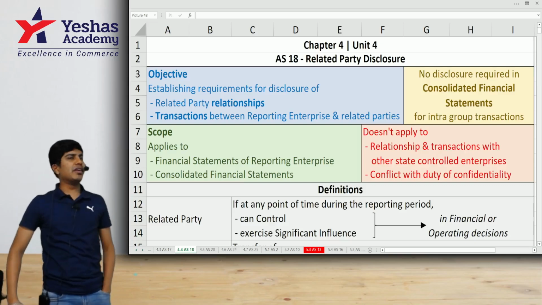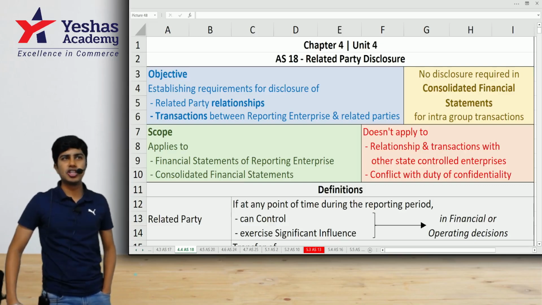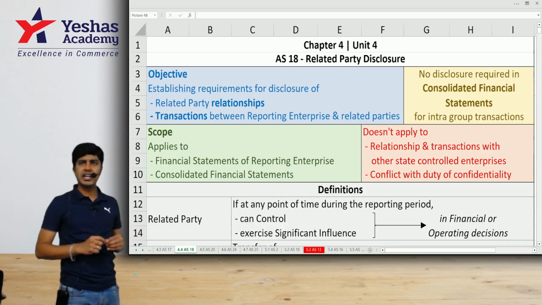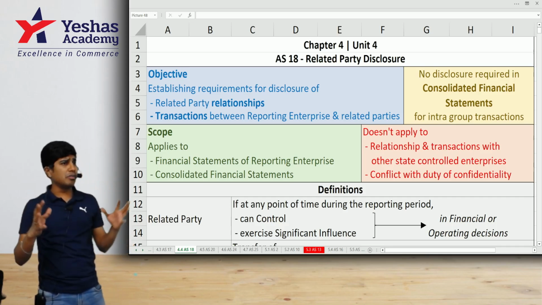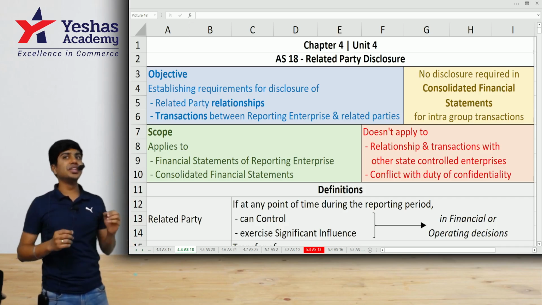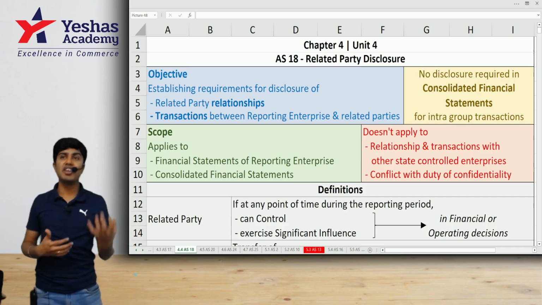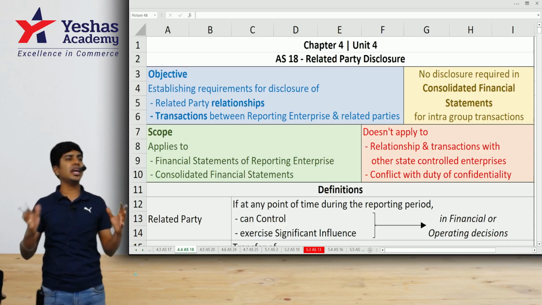Let's now quickly revise Accounting Standard 18, which talks about related parties. This is not a computation based standard. We are not going to compute any numbers, nor pass any journal entries, nor make any calculations. What we're going to do in this standard is to make necessary disclosures so that our financial statements reveal enough information for the users to take right decisions.